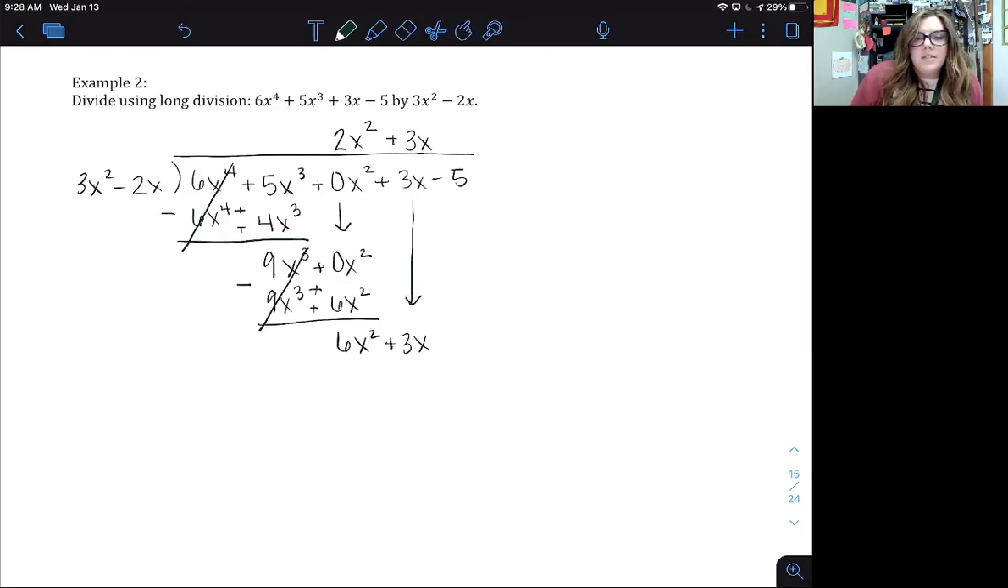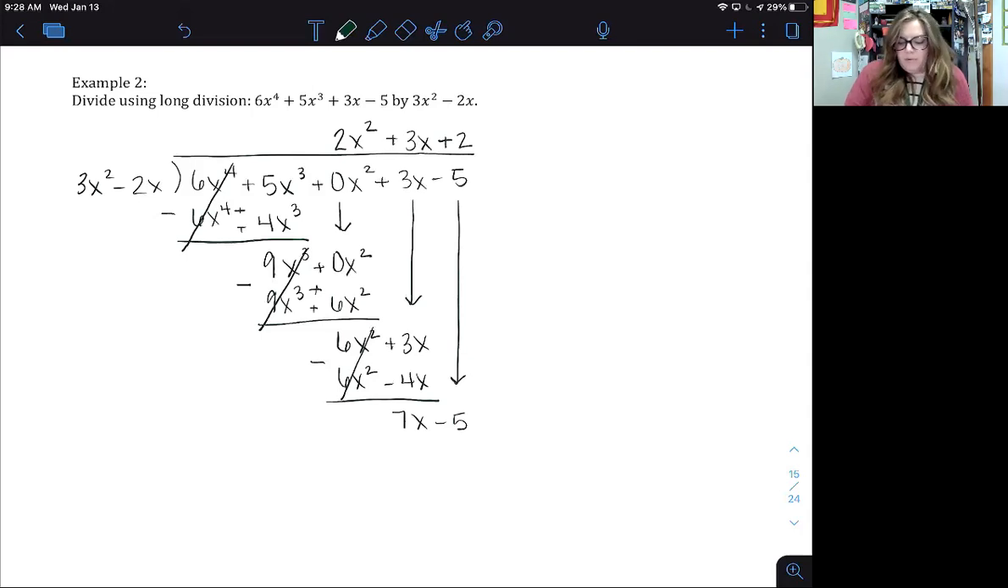All right, 6x squared divided by 3x squared is a positive 2. And then multiply. So 2 times 3x squared gives us 6x squared. And 2 times negative 2x is a negative 4x. Subtract. 6x squared minus 6x squared, those cancel. So 3x minus negative 4x gives us 7x. And then bring down the negative 5.